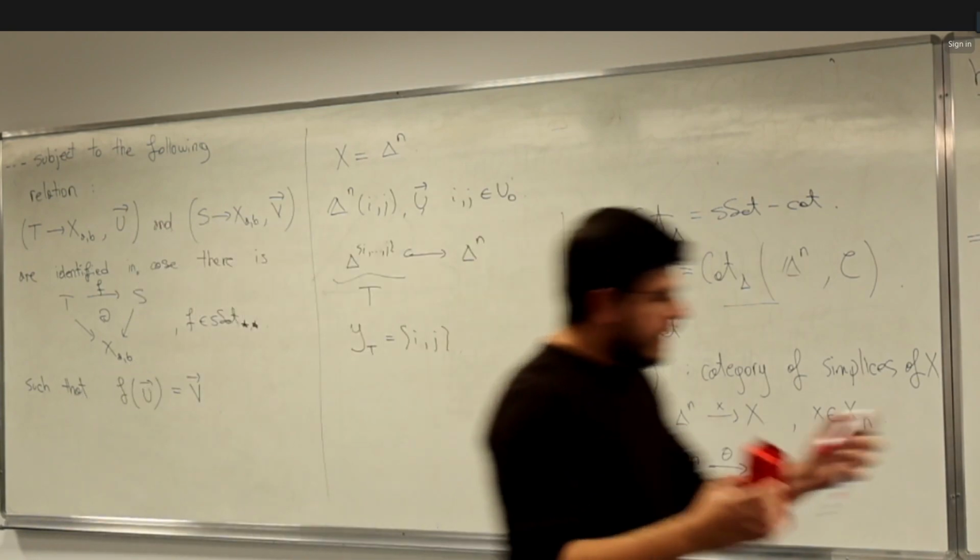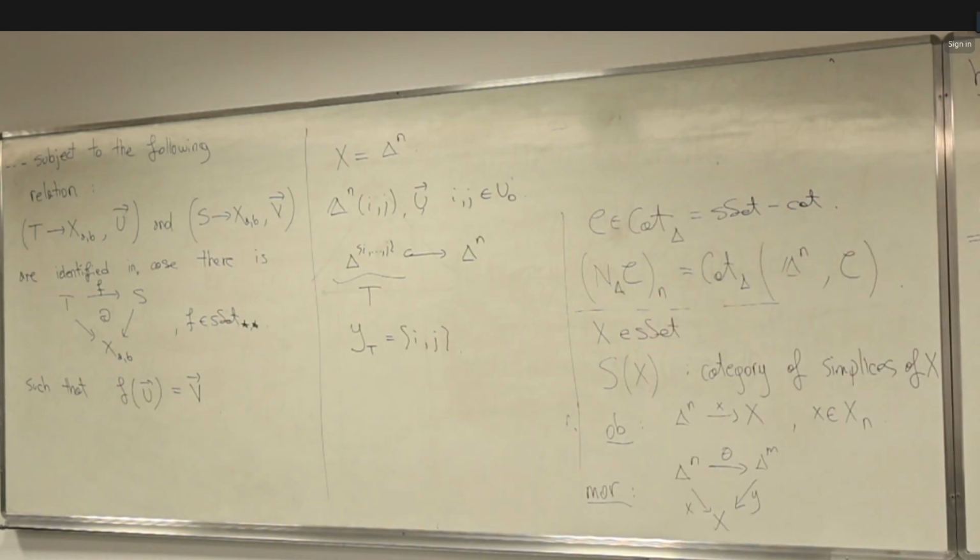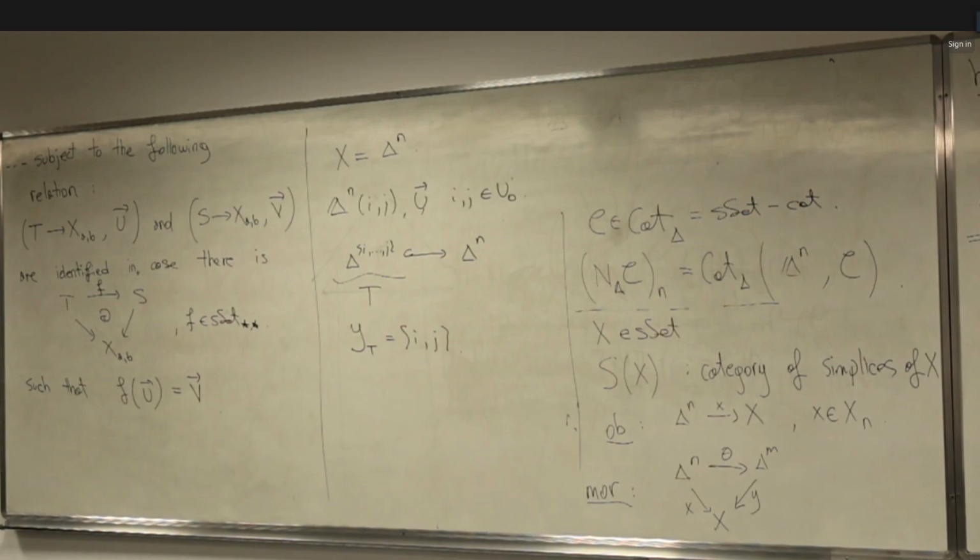Okay, so I didn't say this, but the faces and degeneracies are defined by repeating and deleting things in the sequence. So when you do simplicial operations, you don't do anything to T. You just play with this. Okay. So this is the whole point here.